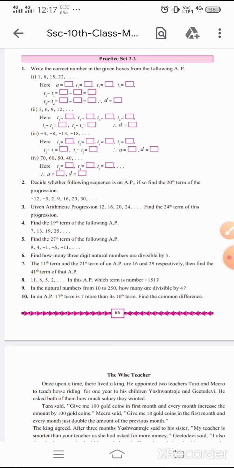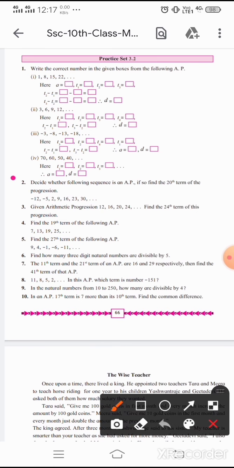So there is no new concept in these questions. Now we'll solve the second one. In that they have told: decide whether the following sequence is an AP. If so, find the 20th term of the following progressions. Now in this question they have given sequences. In those sequences, first of all we'll have to find out whether the sequence is in AP or not.